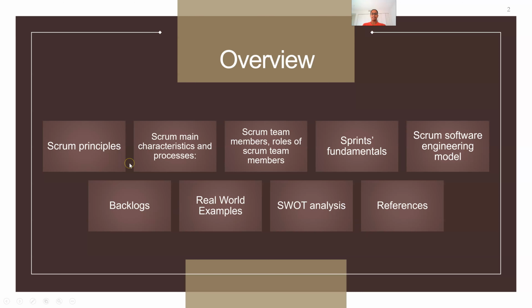In the next few minutes, we will be looking into Scrum principles, Scrum main characteristics and processes, Scrum team members, roles of Scrum team members, sprint fundamentals, Scrum software engineering model, backlogs, real-world examples, SWOT analysis, and some references.